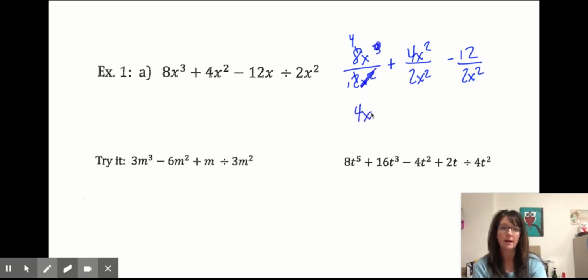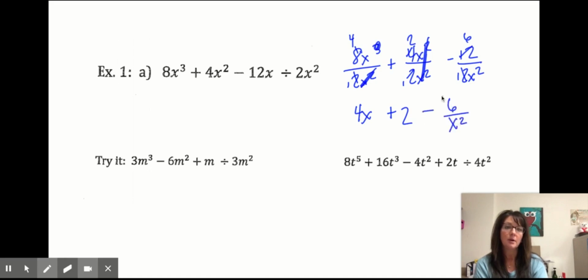So we have 4x. 4 divided by 2 is 2, and x squared divided by x squared, so we get plus 2. And then here, 12 divided by 2 is 6. And then there's no x's to cancel, so the x squared stays in the denominator. So we'll have minus 6 over x squared. And that becomes our quotient.